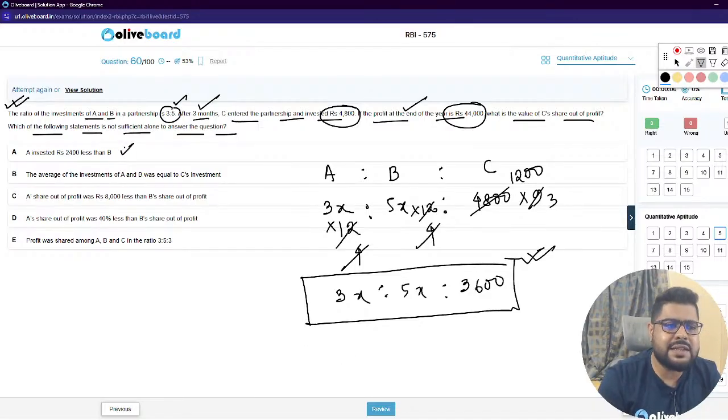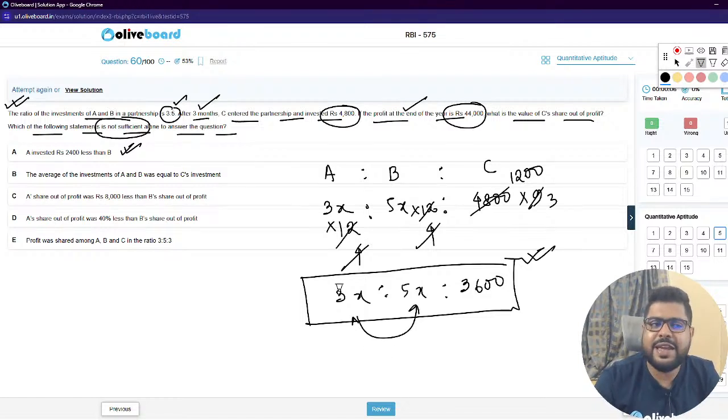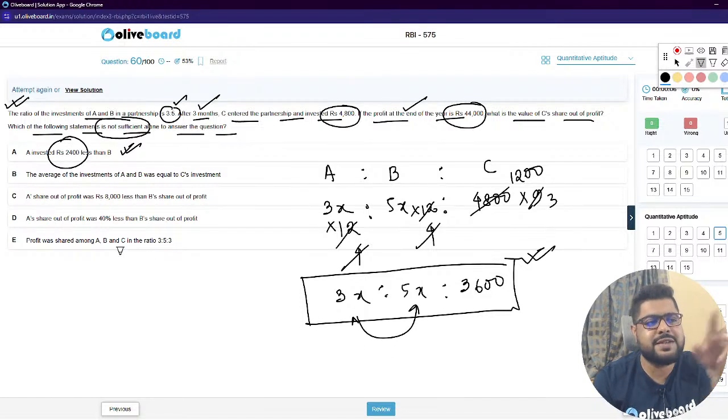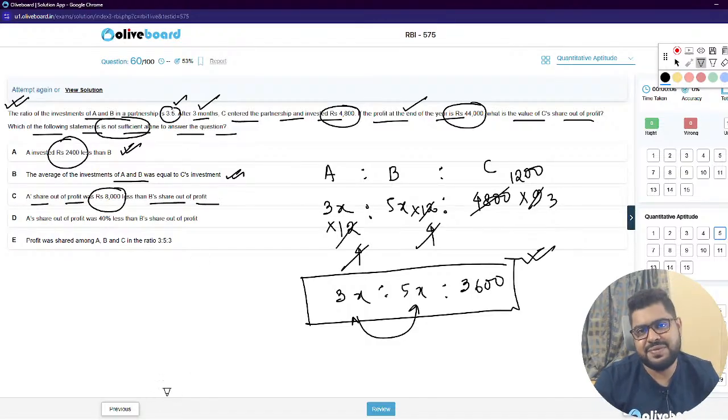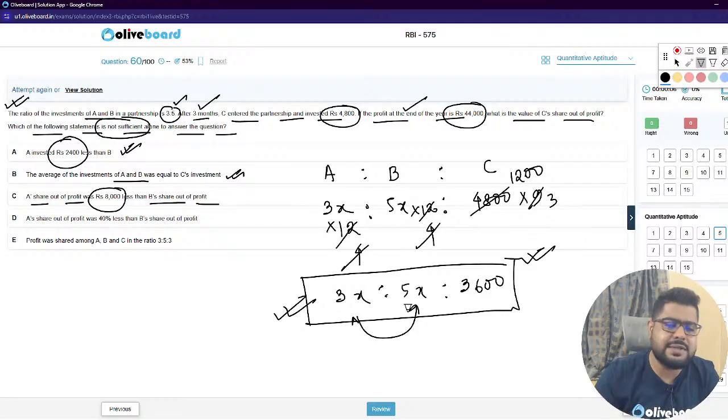Now, A invested this much less than B. Okay, they are asking which is not sufficient. Sir, the A and B ratio I know. If I know the difference, meaning 5x minus 3x is equal to this, it will give us the answer. So this cannot be the not sufficient one. Average is given. So if I take the A and B average, 4x is equal to C, 3600. So it will not work, so this also does not work. A's share out of profit is 8,000 less than B's share. No, sir. A's share and B's share I can figure out from this particular ratio. Then I can make an equation, because there is only one unknown, I can get the answer.